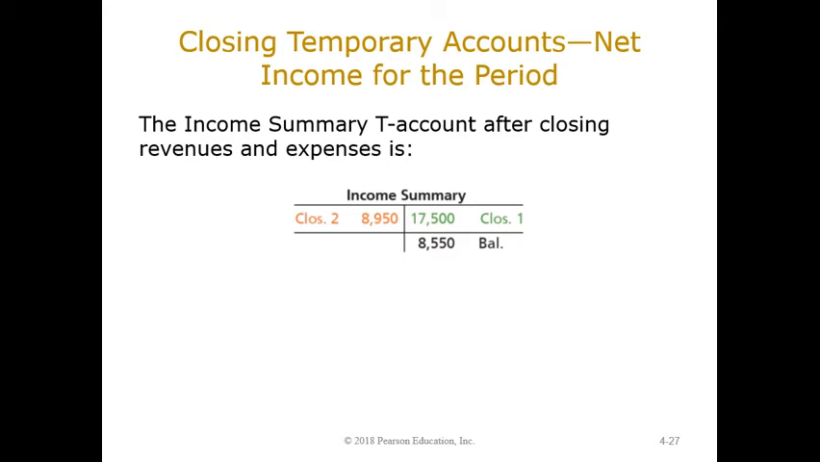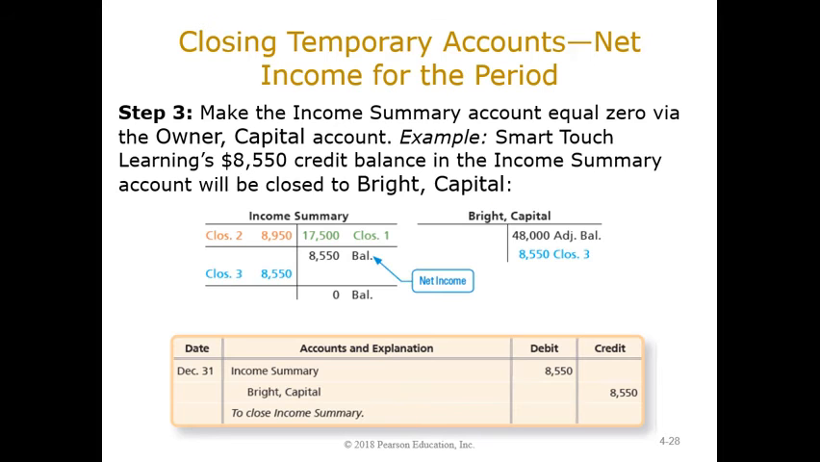After we close the revenue accounts and the expense accounts, we see here that we have an $8,550 credit balance in our income summary account. When we have a credit balance in our income summary account, this indicates that we have a net income. And that's really important moving forward, that we know that that means that we have a net income. So next we're going to close out our income summary account.